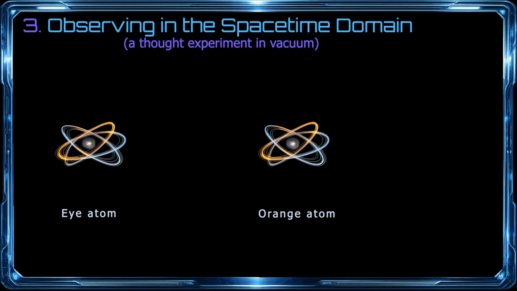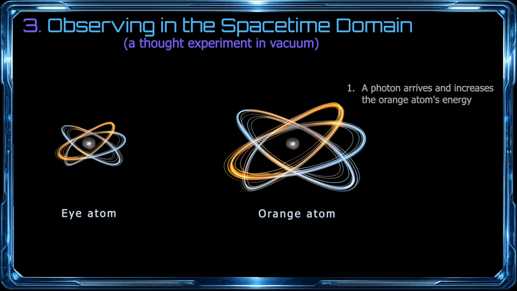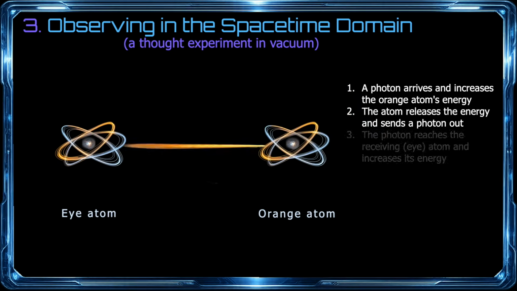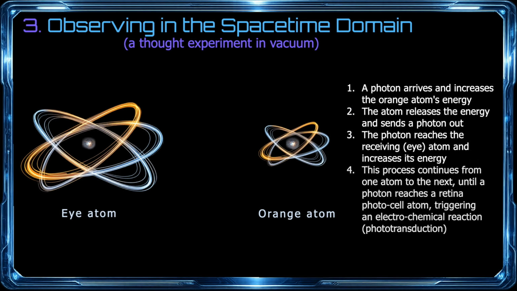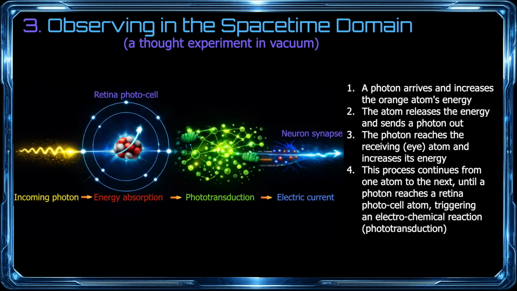An atom in the orange is receiving a light photon, which will increase the energy of the atom. Then, according to some decay rate, the atom will release a photon of energy, and the electron will get back to its standard energy level. This photon will be sent to one of our eye's atoms, which in turn will have its energy level updated, and things will continue like this until a transmitted photon reaches an atom of our eye's retina photocells, triggering an electrochemical chain reaction so that we can perceive it.